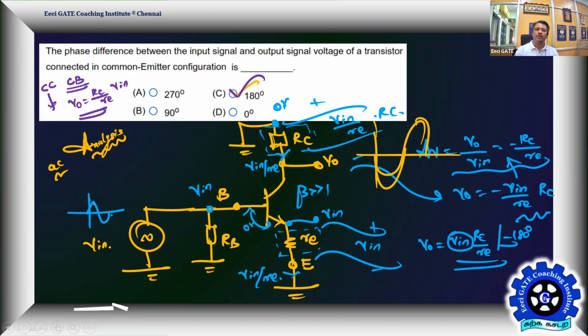So common base output will be in phase with the input voltage. Common collector also going to be in phase with the input voltage. Only in common emitter output will be out of phase with the input signal by 180 degree. That means positive half cycles in the input will make negative half cycles in the output. That's a very interesting basic of common emitter amplifier, single stage using NPN.